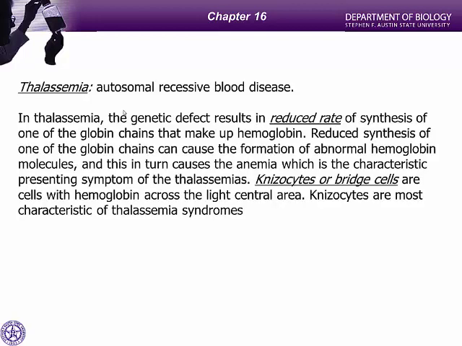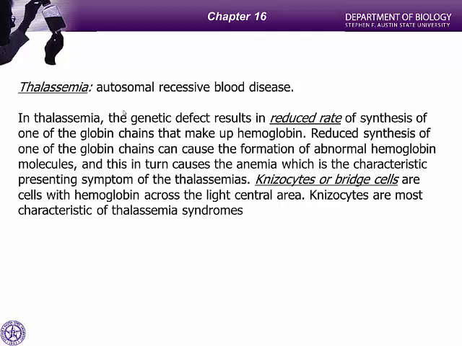Now, another group of people suffer from a disease called thalassemia. Thalassemia is not a problem of the wrong kind or a mutated hemoglobin. In this case, thalassemia results in an underproduction of one or both of the hemoglobin chains, either alpha or beta. And so this is a reduced rate syndrome, not a mutation syndrome.